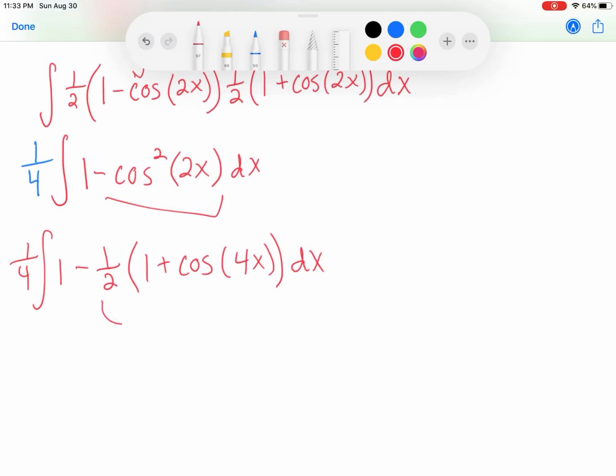Okay, so now that we've done this, let's go ahead and distribute this 1/2 in here. So we'll distribute it to both of these terms. And so we'll end up with 1/4 out front times the integral of 1 minus 1/2 plus 1/2 cosine of 4x, sorry, and then dx. Awesome.